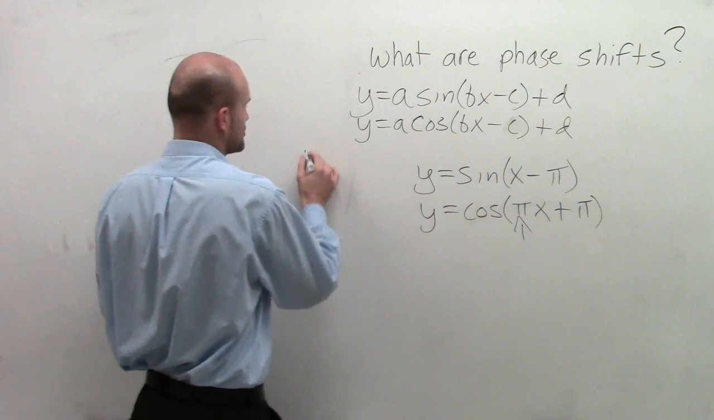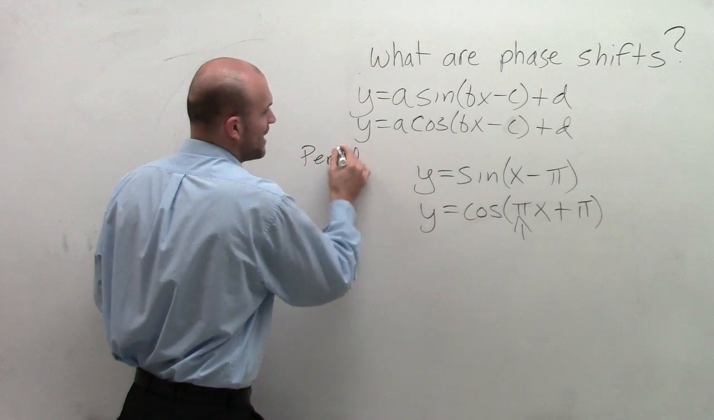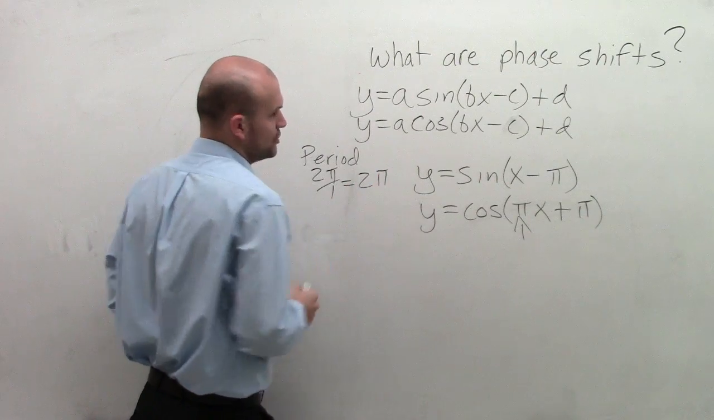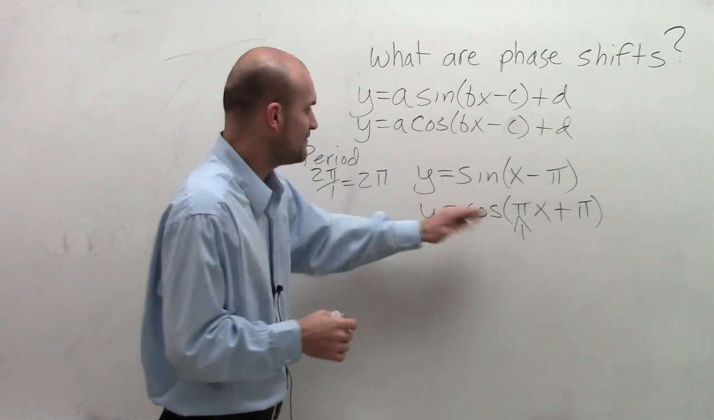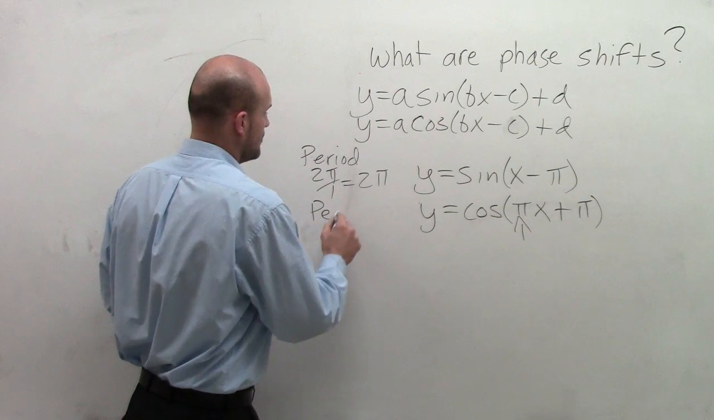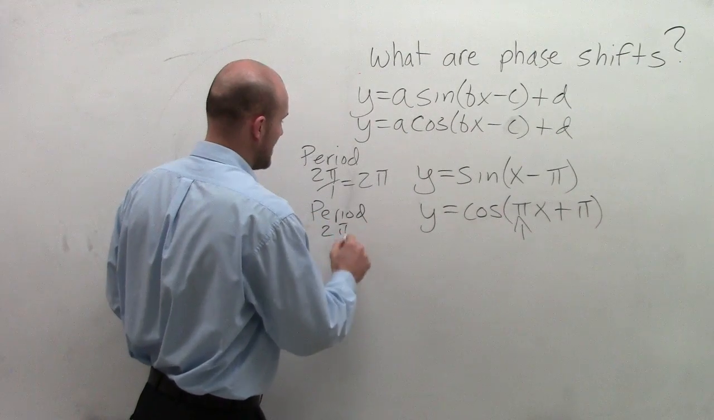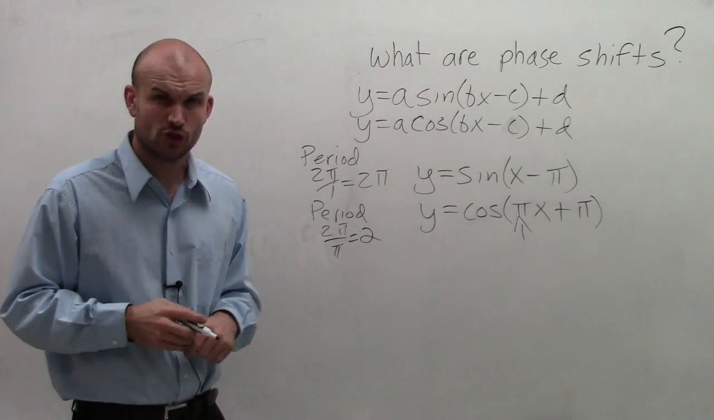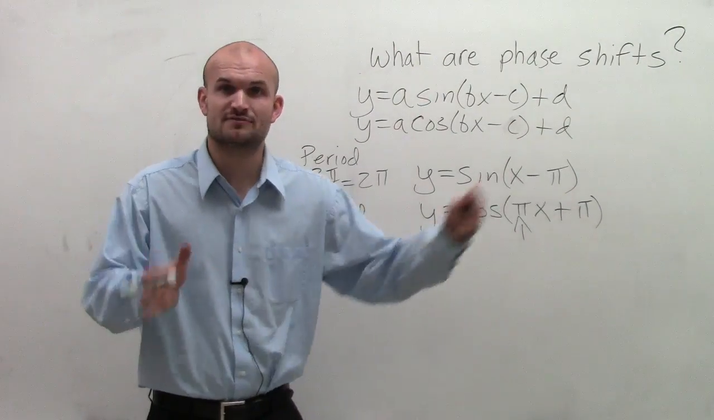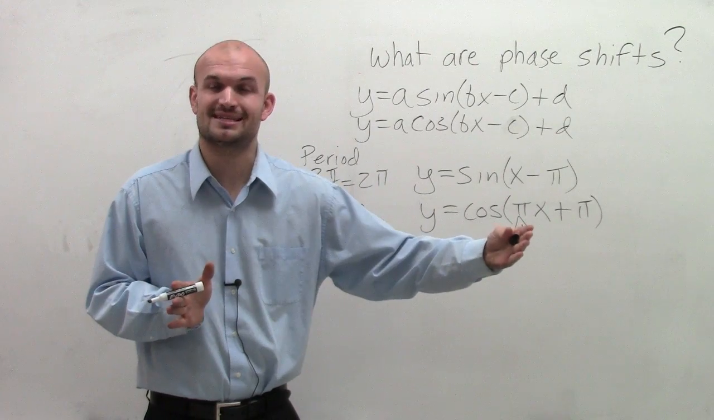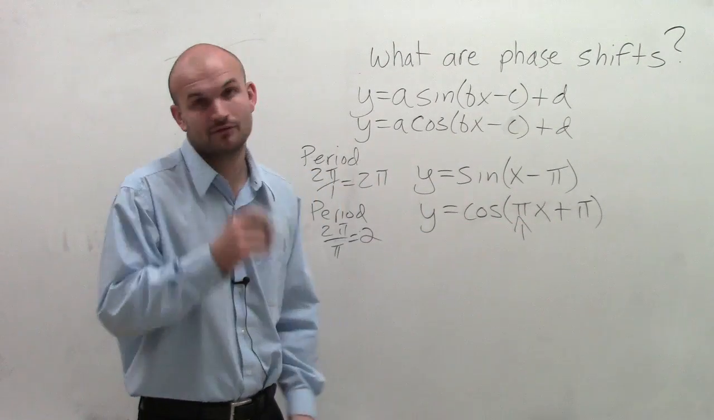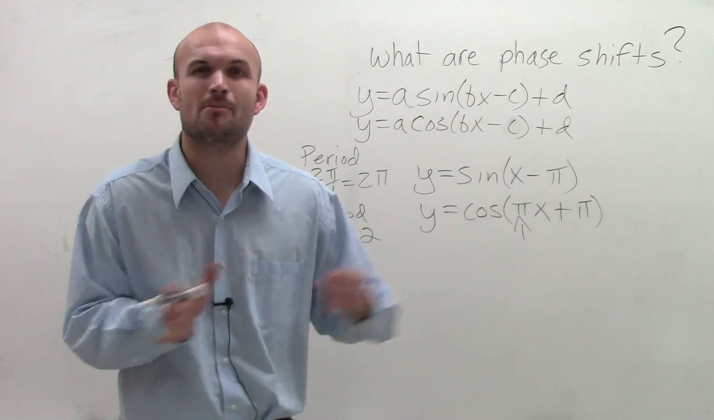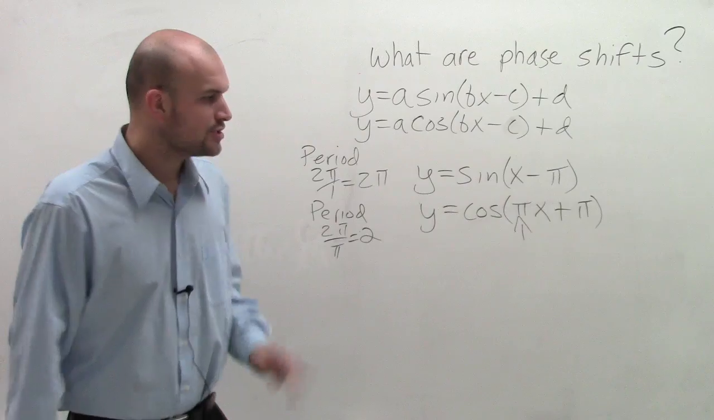On our original function, we said the period is 2 pi divided by b. So 2 pi divided by 1 equals 2 pi. However, for the cosine function, when we look at our period, we take 2 pi divided by pi, which means now we have a period of 2. So rather than taking a distance of 2 pi, it now takes a distance of 2 for this graph to repeat itself. So how are we going to determine what the phase shift is, how much the graph is going to shift left or right?